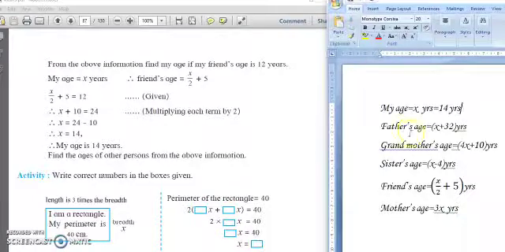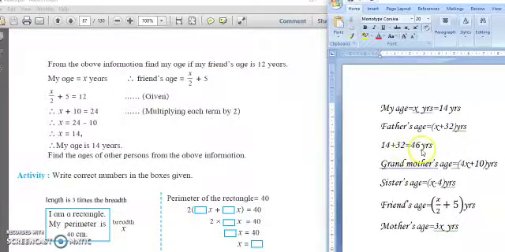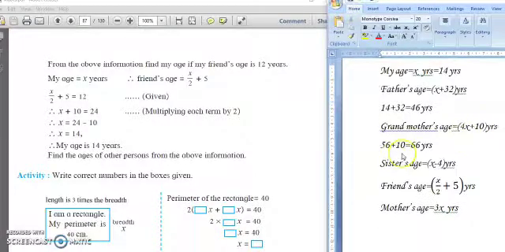Now you have to find the age of the father. The age of the father was x plus 32, which means 14 plus 32. That is 46 years, the age of the father. Next, the grandmother's age is given as 4x plus 10. 4x plus 10 means 4 multiplied by 14 plus 10. So 56 plus 10 equals 66 years is the grandmother's age.